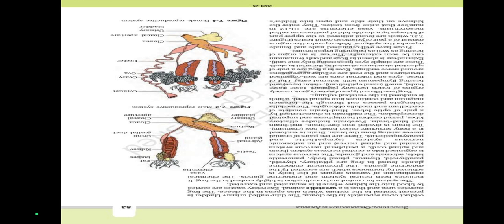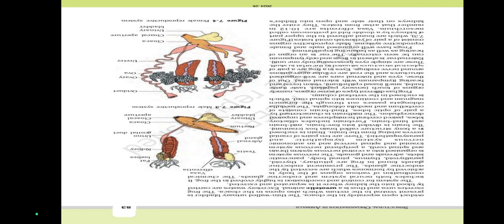The nervous system is organized into the central nervous system, brain and spinal cord, a peripheral nervous system, and the autonomic nervous system, sympathetic and parasympathetic. There are 10 pairs of cranial nerves arising from the brain.